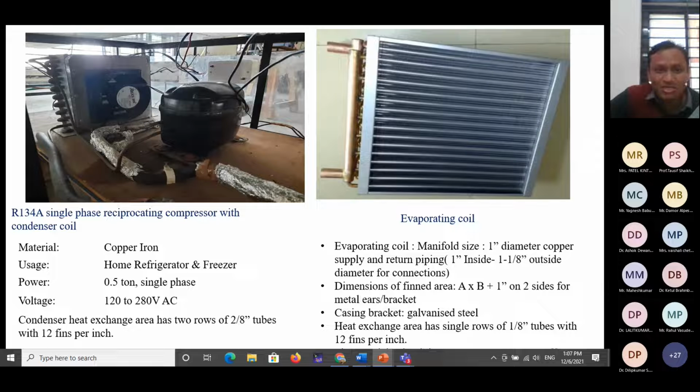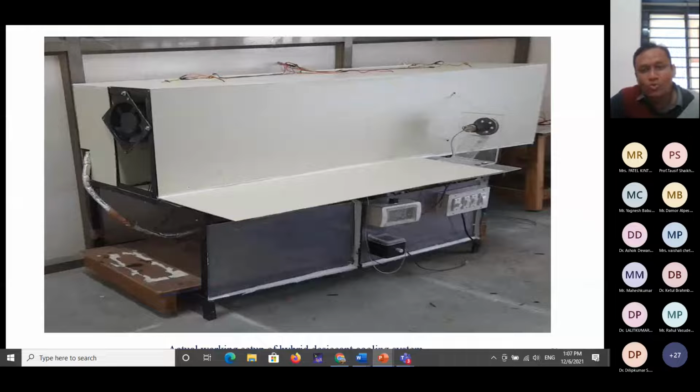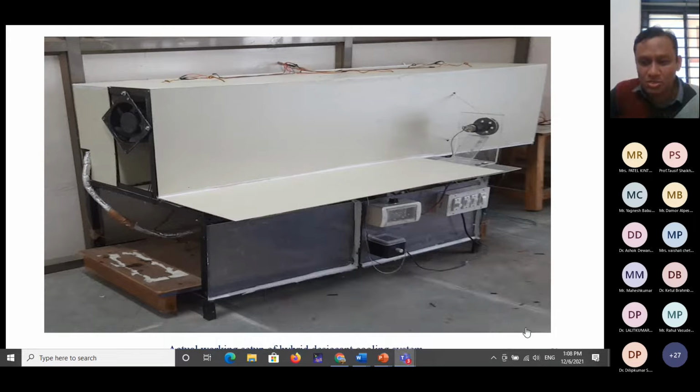These are the VCR systems, which are directly coupled with the desiccant cooling systems. This is the experimental setup that was fabricated in the workshop. Now I am moving forward, switching over from the theoretical portion to the experimental side. So please, I just move for that. So I just keep it over here.